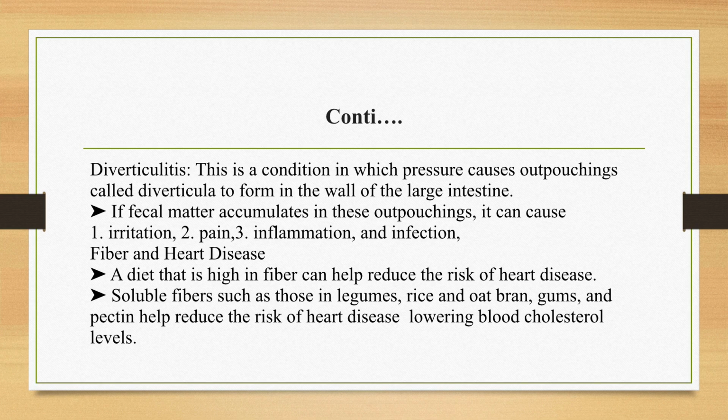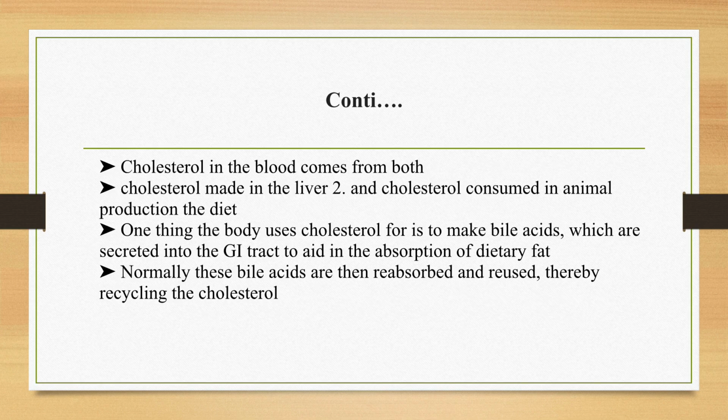Fiber and heart disease. A diet that is high in fiber can help reduce the risk of heart disease because it lowers low density lipoprotein. And next, soluble fibers such as those in legumes, rice, oat grains, gums, and pectin help reduce the risk of heart disease by lowering blood cholesterol level, as we studied earlier. So let's move on to cholesterol.